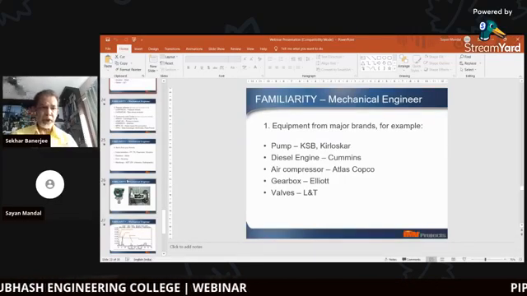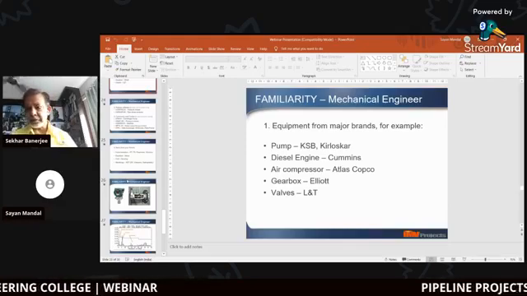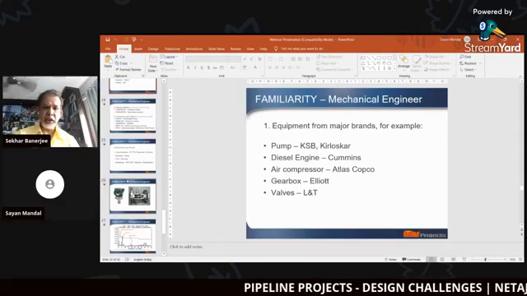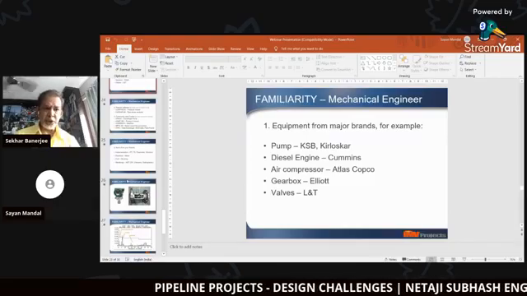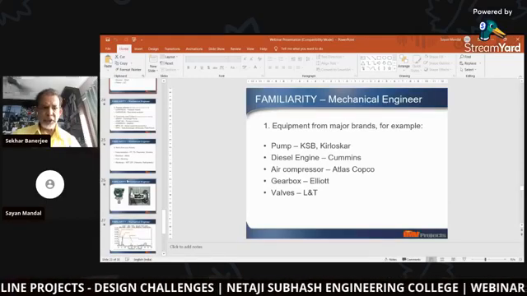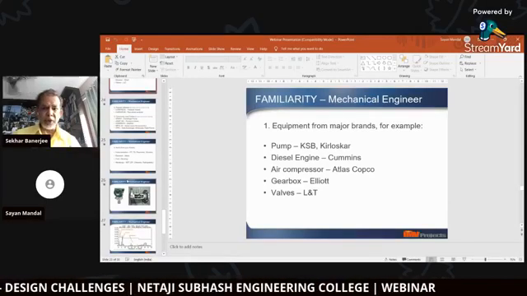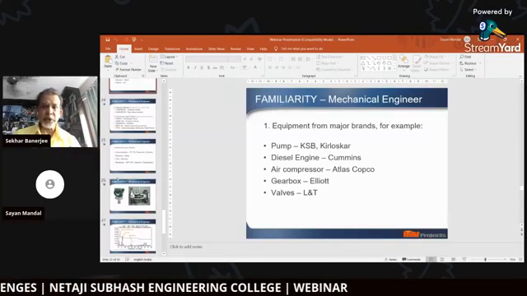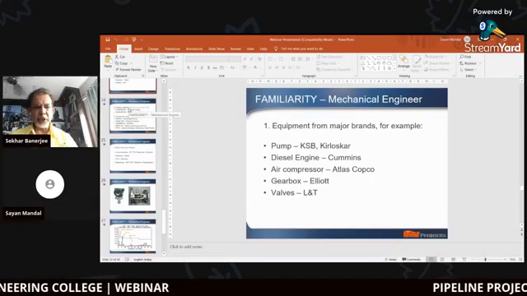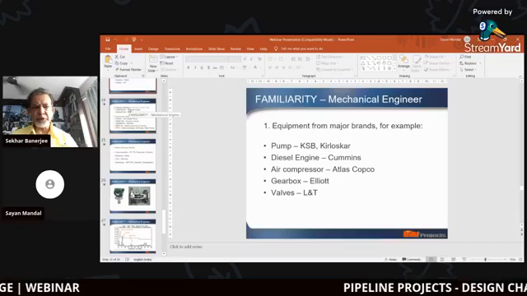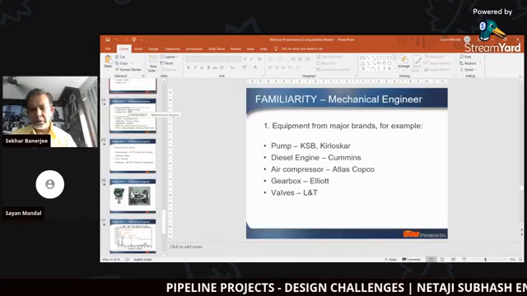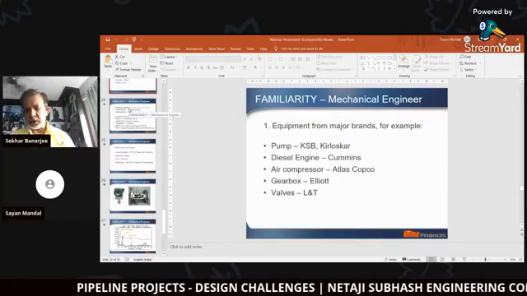Okay, gearbox from Elliott or Allenbury. Allenbury is somewhere near Hazra. I mean, it was near Hazra. I don't know whether they are still there or not. Are you familiar with their products? Larsen Toubro valves. Larsen Toubro is probably the Indian leader on valves. Do you know how many types of valves they make? Gate, globe, check, butterfly. It's very important to be familiar with these products.